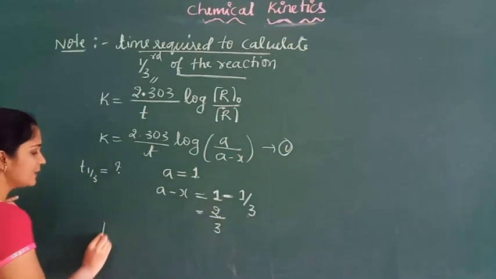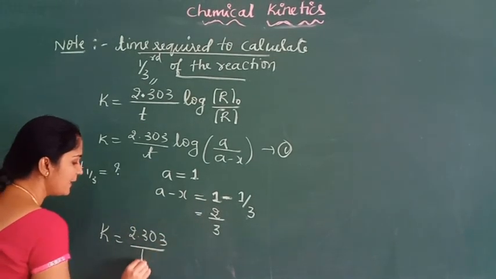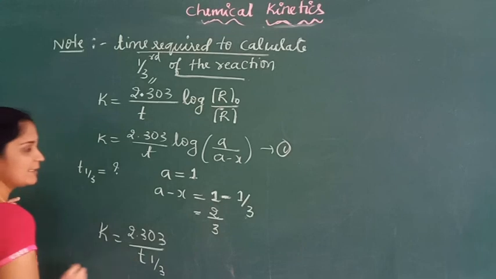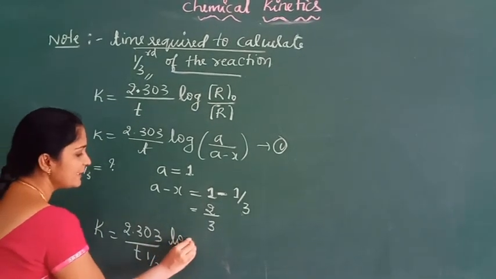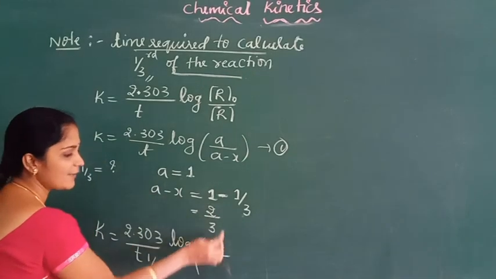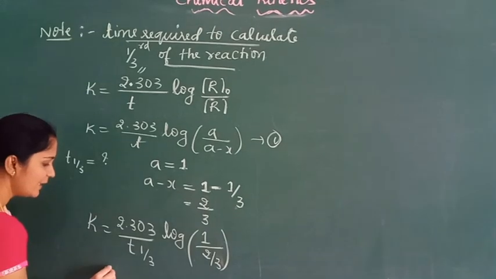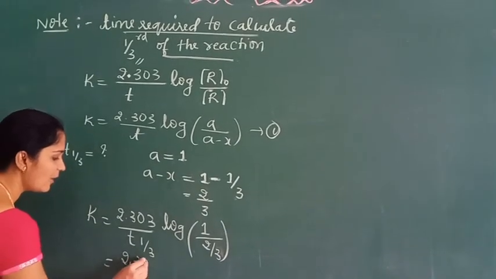Next substitute these two values in equation number 1. So we get K equals 2.303 divided by t 1/3, log of a value 1 divided by a minus x value 2/3. So on simplification we get 2.303.